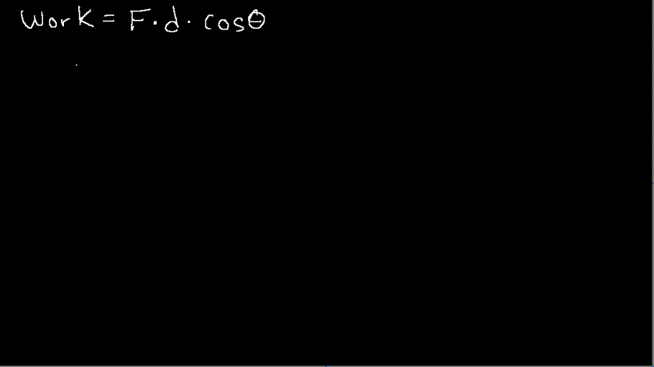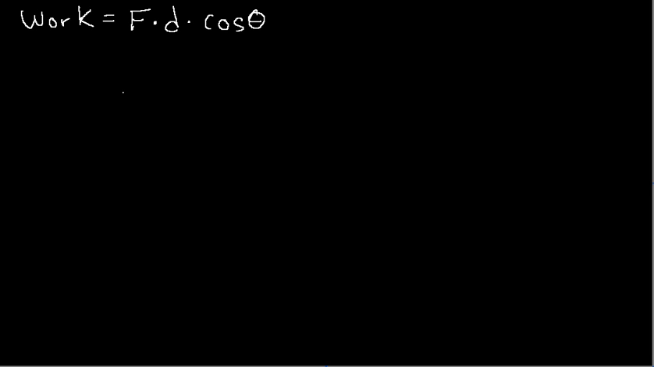Last video we were talking about work. We had just introduced work, and at the end of the video we said that work was force times distance, or displacement rather, times the cosine of the angle between those two vectors. And if it wasn't clear, let's make it clear in this video by doing a couple more examples.